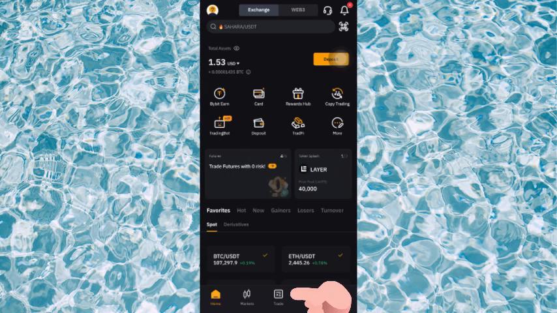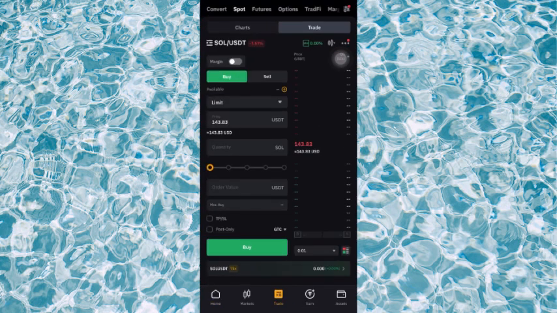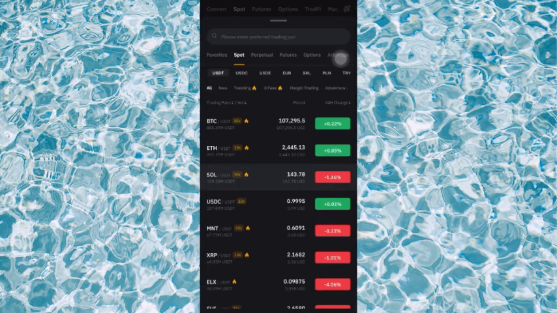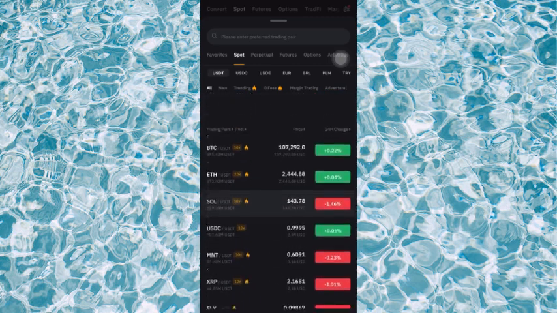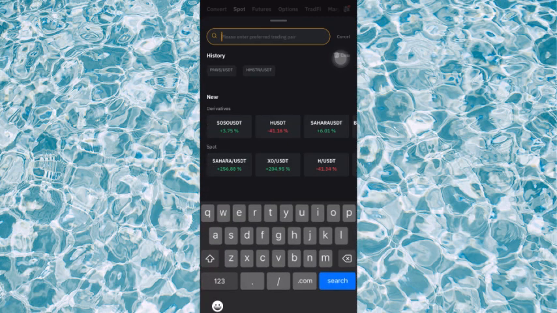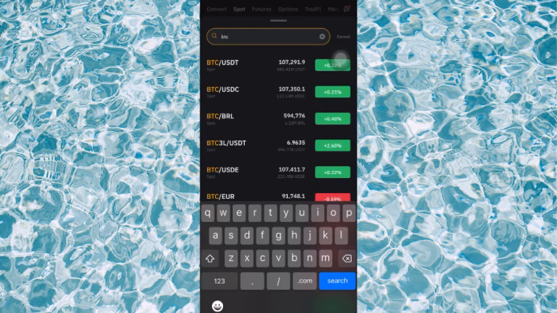You can see it down here. Let me go over to it, and here you're going to see Solana/USDT. What you have to do is search for the crypto you want to buy. In case you don't see it there, you can go over to "Please enter preferred trading pair", type in BTC, and you're going to see it there. You have to go over to BTC/USDT. So let me go over to it.